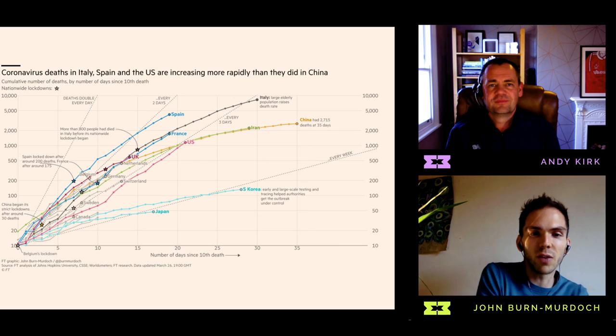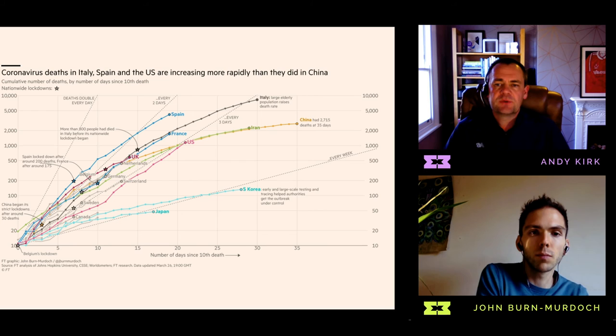And just a couple more things to touch on quickly: the color choices. Obviously, there's an FT style palette for colors. What's the rationale for grouping, for example, South Korea and Japan in the sort of cyan color, and Spain and France? What's the thought behind how you've allocated the colors in this case?